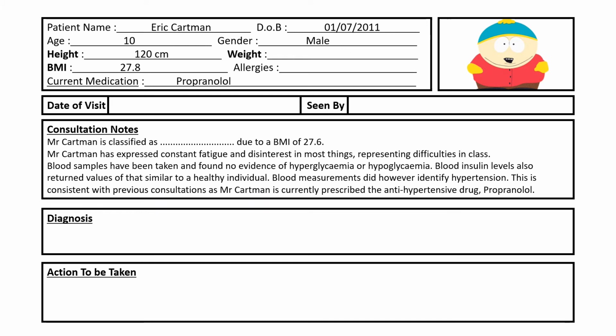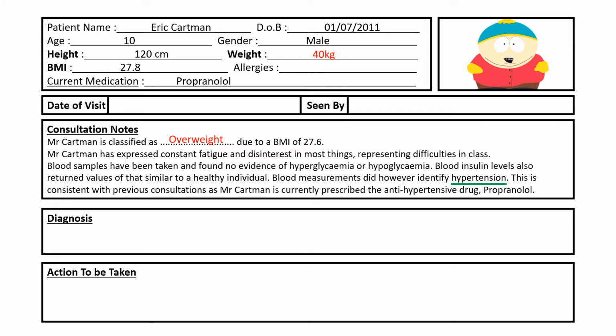Eric Cartman, similar to Mrs. Puff, has his weight missing from his fact file. Following the same rearrangement we did previously, we can find his weight to be equal to 40 kilograms. This makes Cartman overweight. Cartman has one risk factor, underlined in green, which is hypertension.